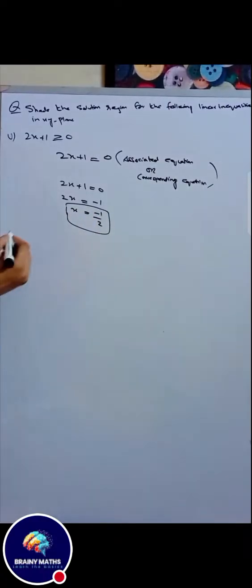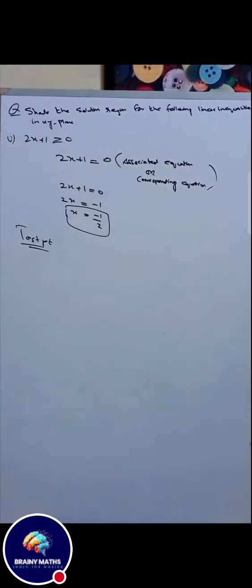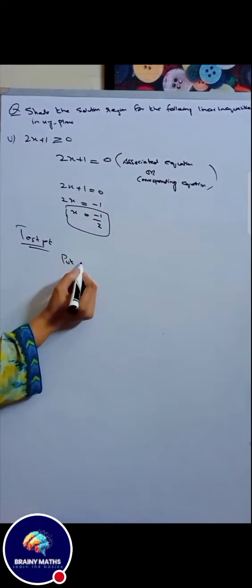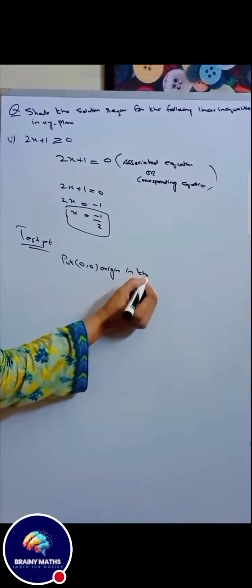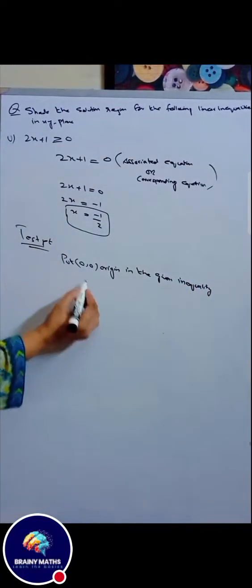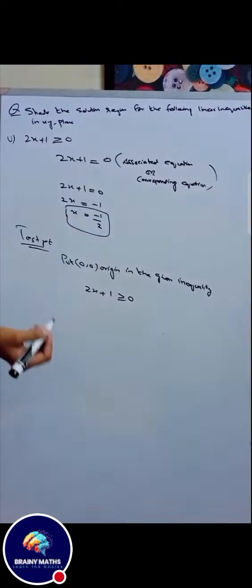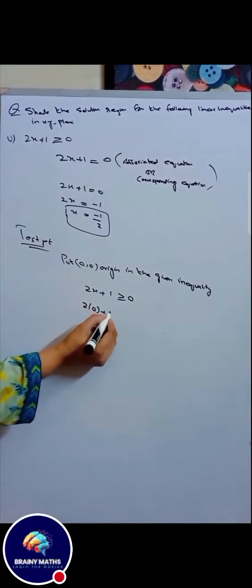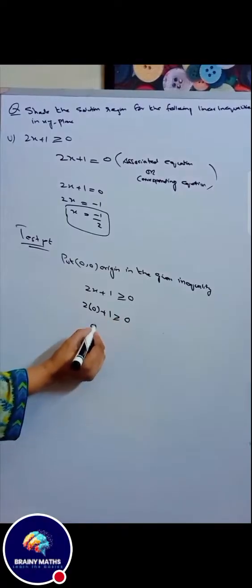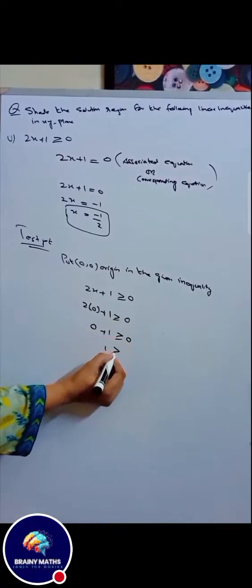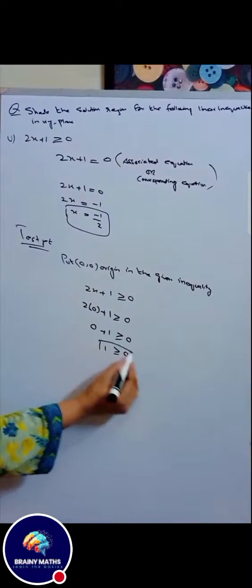Now, what is the next point? Test point. Now for the test point, put (0, 0), the origin, in the given inequality. We have to find out whether this is true or false. The inequality was 2x + 1 > 0. We don't have y here, just put x = 0. 2(0) + 1 > 0. 0 + 1 > 0. 1 > 0. So is this true? 1 is greater than 0? Yes, it's true. So this is the true condition.